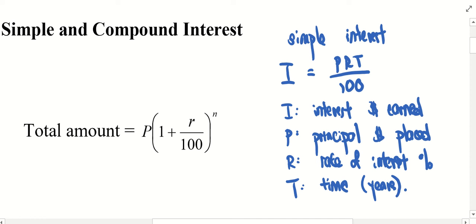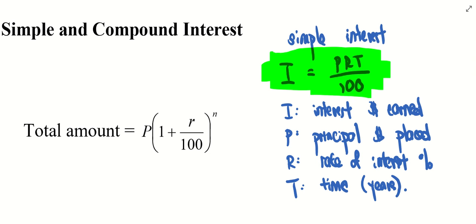Okay, like I say, if it's a one-time credited amount of money, we make use of simple interest. I equal to PRT over 100. This particular formula, you will have to remember yourself, if it's just a one-time credited amount. And the respective I, P, R, T, they are all mentioned over here.